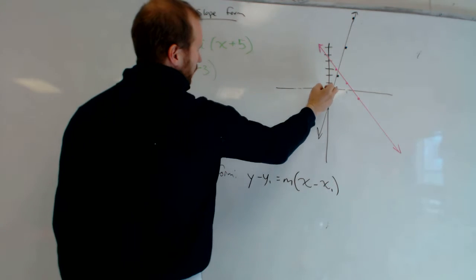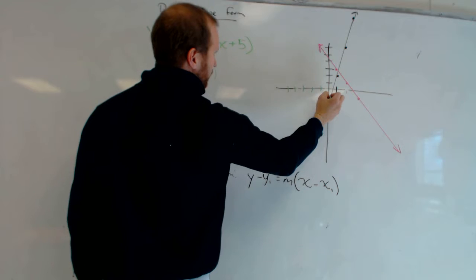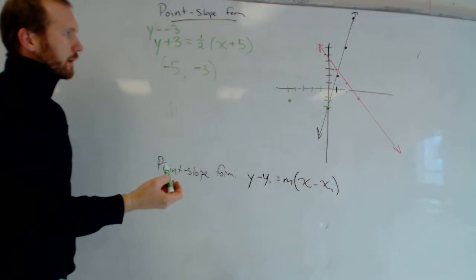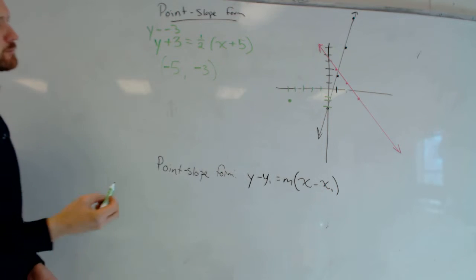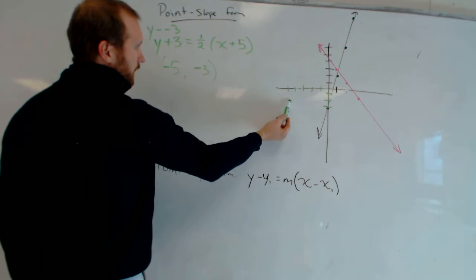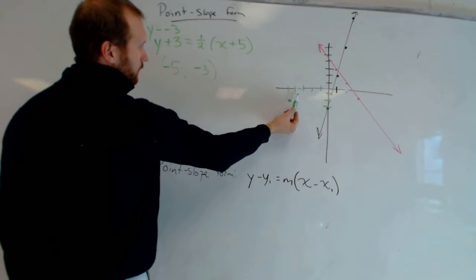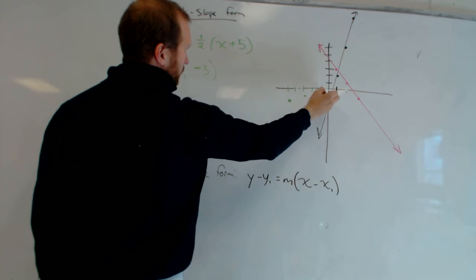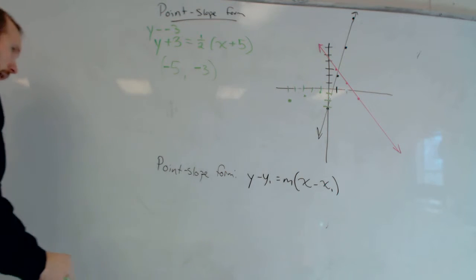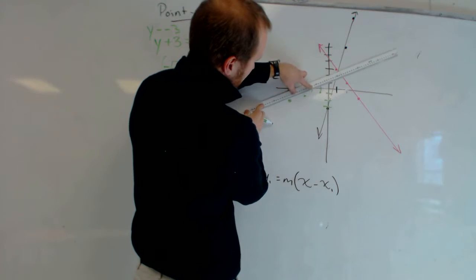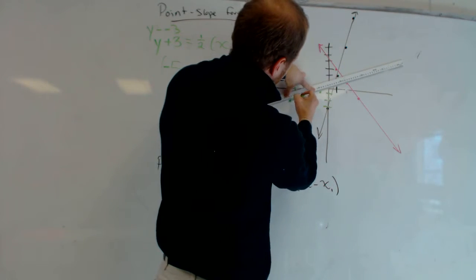So I'm going to go 1, 2, 3, 4, 5, 1, 2, 3. Have a point right there. Okay, where do I go from there? Rise over run. Up 1 over 2. Up 1 over 2. And I have a beautiful line from that equation.